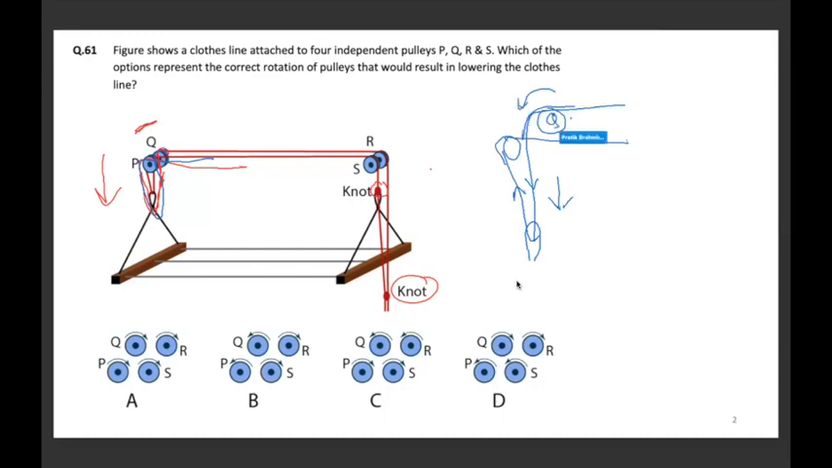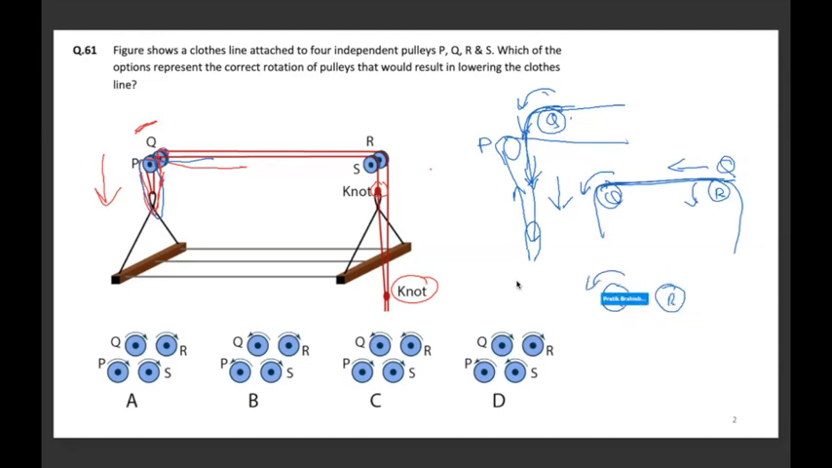The Q thread, this is Q and this is P, has to come down. For the Q thread to come down in this direction, the rotation of Q has to be in the anti-clockwise direction. Now, after this, if you observe the Q and R connection, which is happening like this, it is actually in a linear manner, which means if Q is rotating in the anti-clockwise direction, R will also have to rotate in the same anti-clockwise direction. So the rotation of Q and R will be the same, and that too will be anti-clockwise.